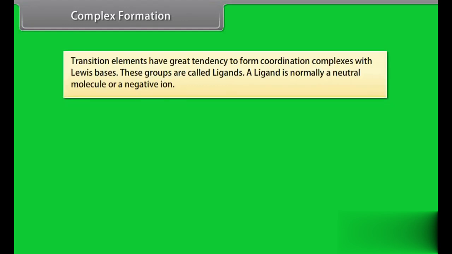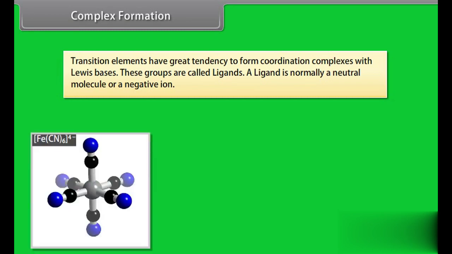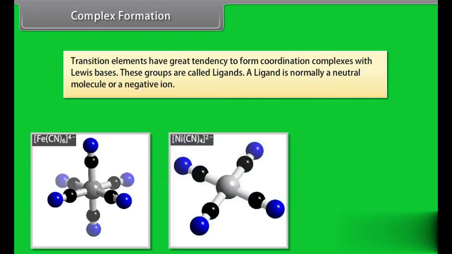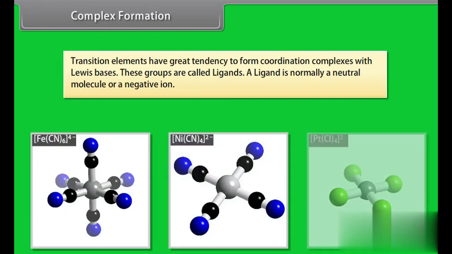Complex formation. Transition elements have a great tendency to form coordination complexes with Lewis bases. These groups are called ligands. A ligand is normally a neutral molecule or a negative ion. For example, Fe(CN)6 negative, Ni(CN)4 negative, and PtCl4 negative.